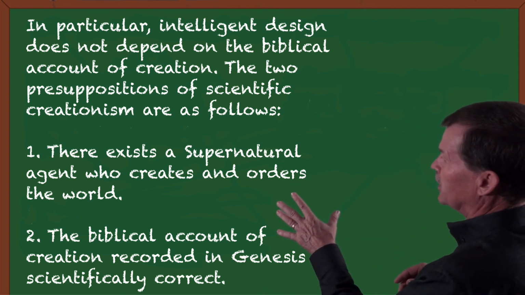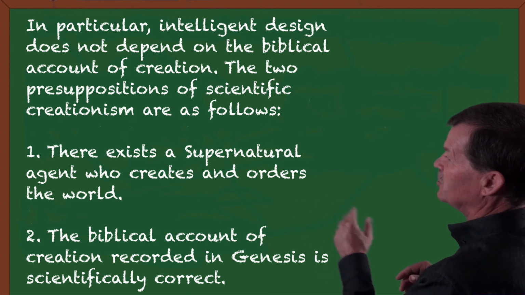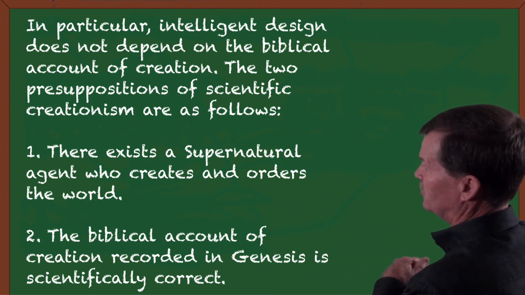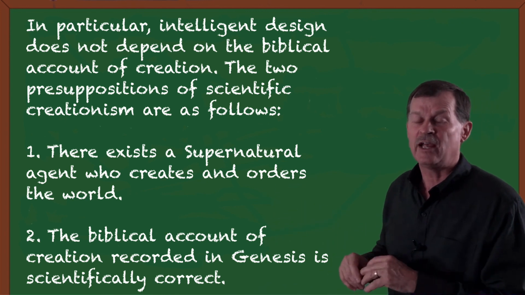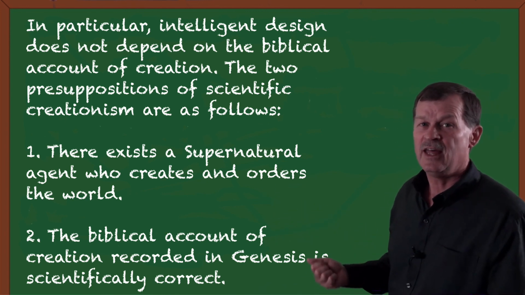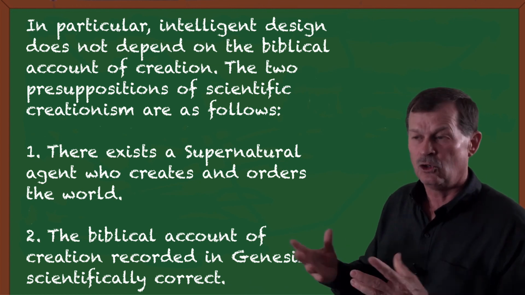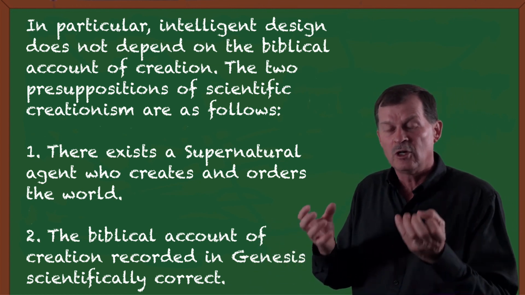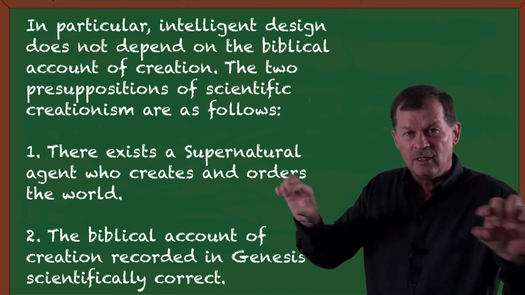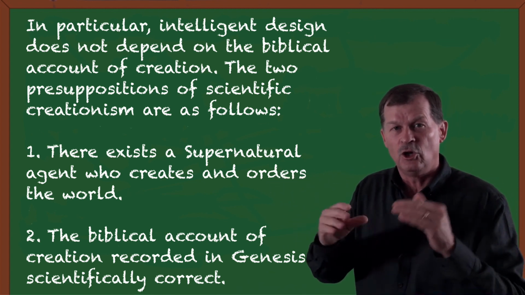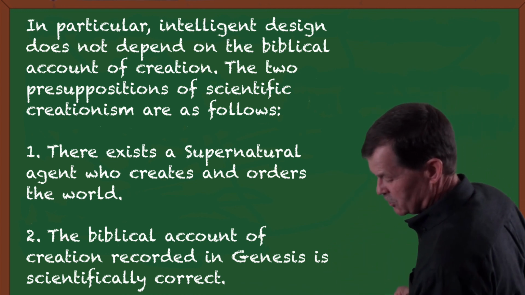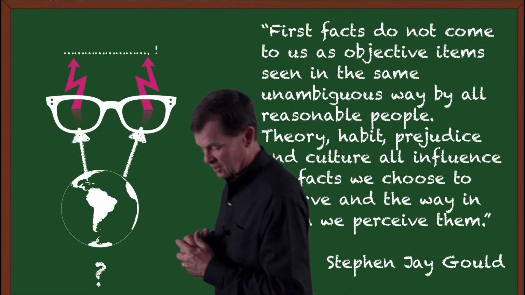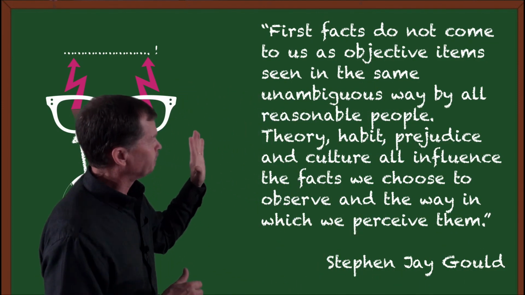And two, the biblical account of creation recorded in Genesis is scientifically correct. He's saying that is not true. So those are two assumptions that creationism assumes that intelligent design does not. So just by taking these two parameters, culture and the source of reliable knowledge, we can distinguish between the different systems pretty readily.